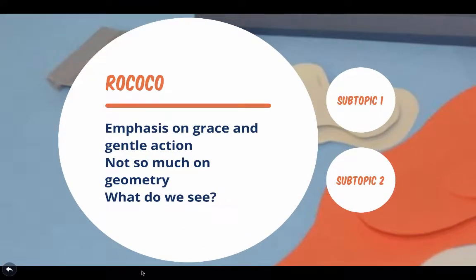So, as far as art is concerned, one of the big things that we had going on at this time was Rococo, which is going to be a little bit different than some of the styles that we'd seen before. We're going to have an emphasis on grace and gentle action. So, we're not going to be as dynamic maybe as some of the other things in the past. They're not going to be really big on strict geometric patterns throughout, especially in the architecture.